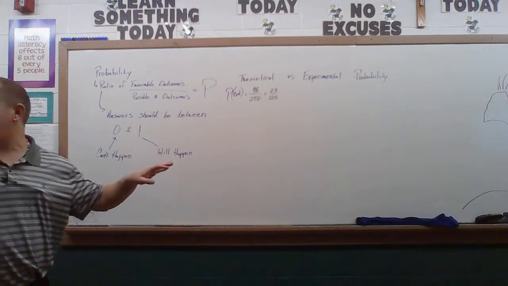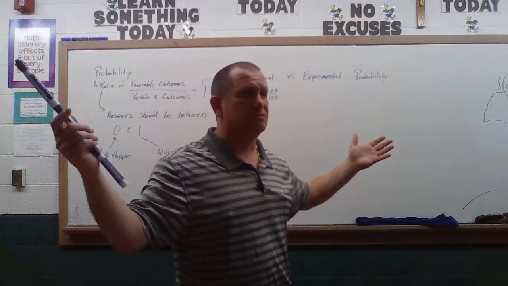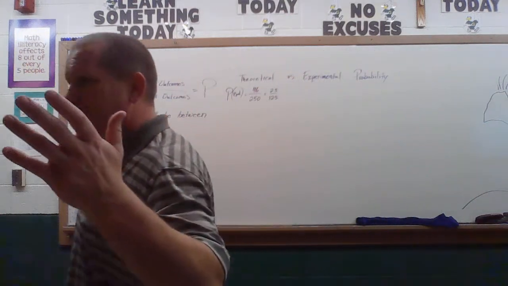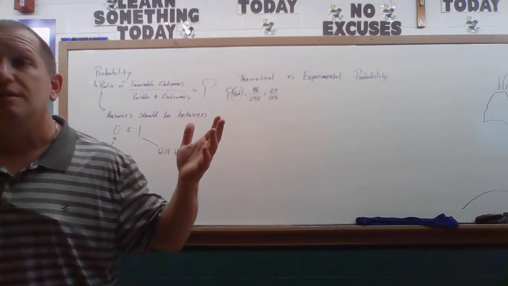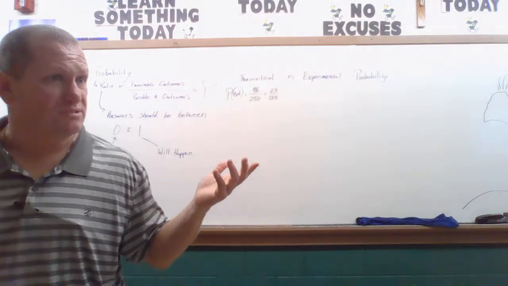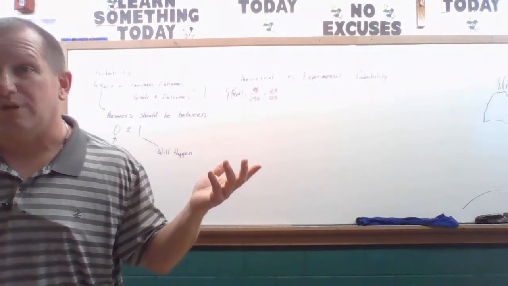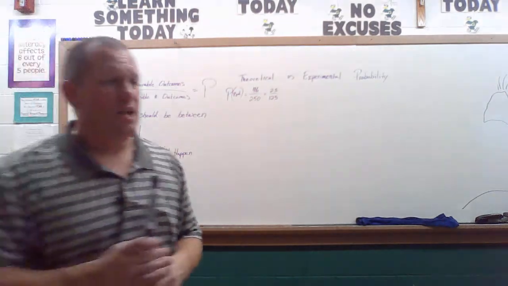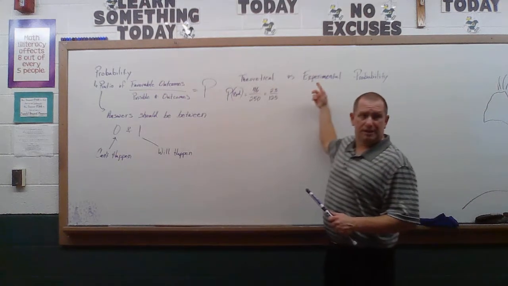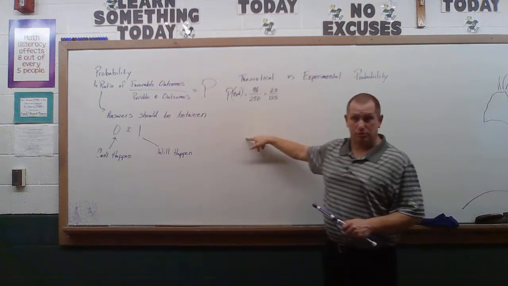So if I ask you, what's one of the easiest things that you could do for probability? One of the easiest examples of probability in sports is at the beginning of the game. The coin toss, right? What's the probability of you getting heads? 50% chance. 1 out of 2, right? Or 50%. Okay? So my theoretical probability of getting heads would be 1 out of 2.